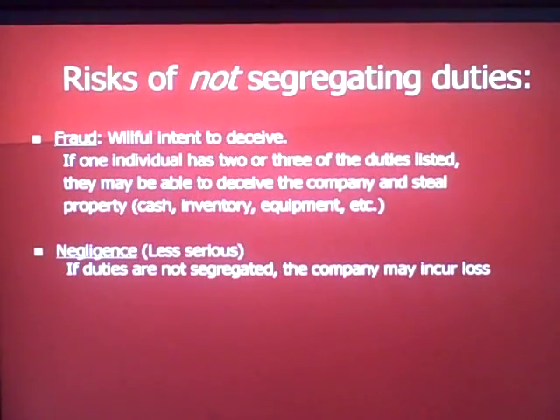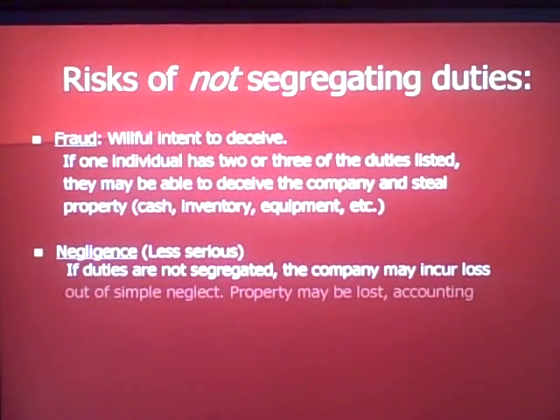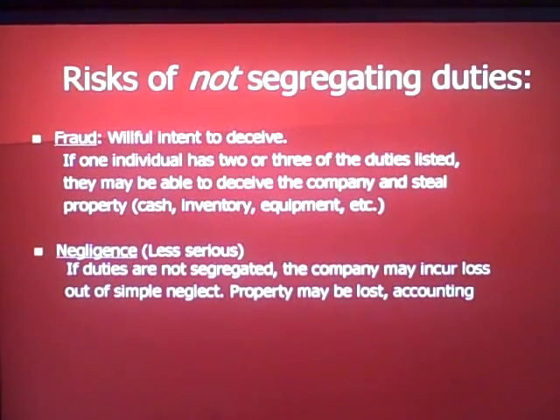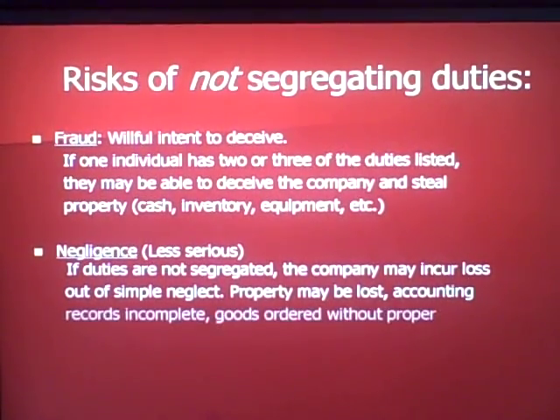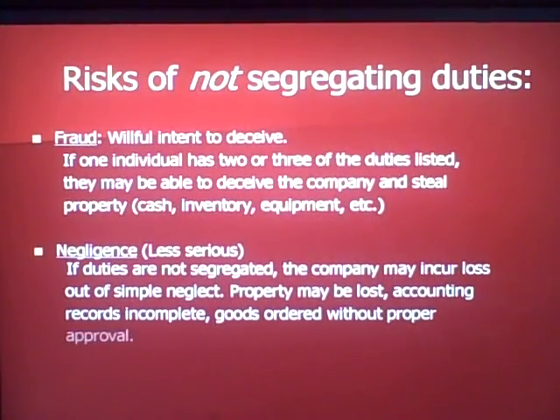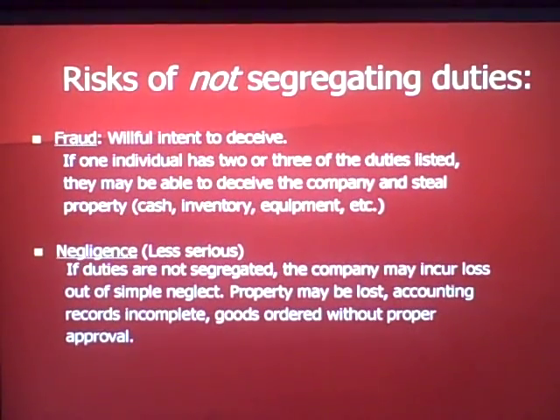Negligence is less serious. This is just stupidity. If the duties aren't segregated, the company may incur loss just out of simple neglect, incompetence. Property might be lost, accounting records might be incomplete, goods might be ordered without proper approval. You may order too much of something or something you don't need if you simply don't have these procedures in place.